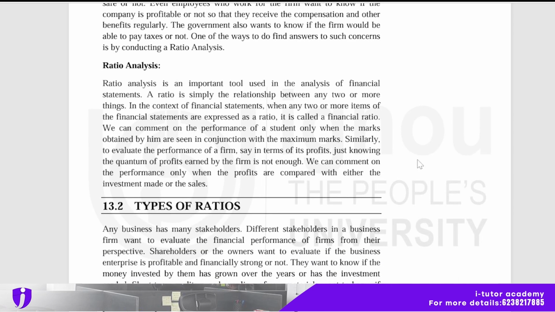Ratio analysis is an important tool used in the analysis of financial statements. A ratio is simply the relationship between any two or more things. In the context of financial statements, when any two or more items of the financial statements are expressed as a ratio, it is called a financial ratio.